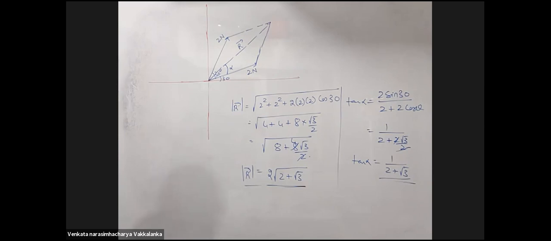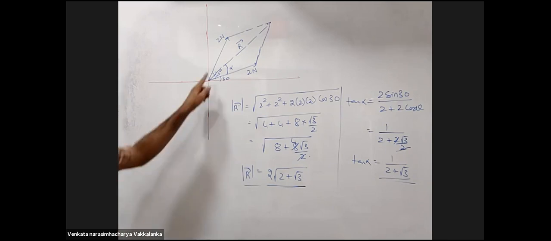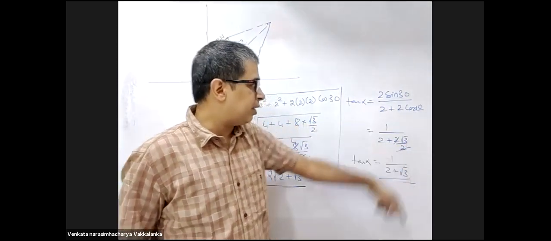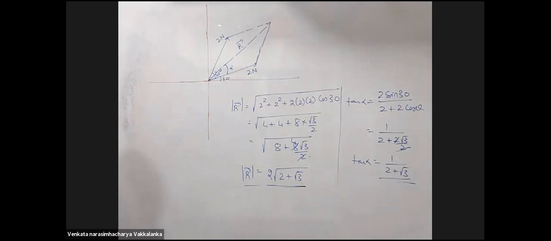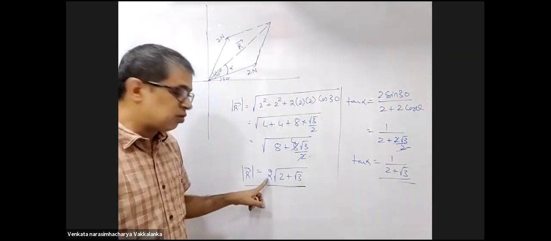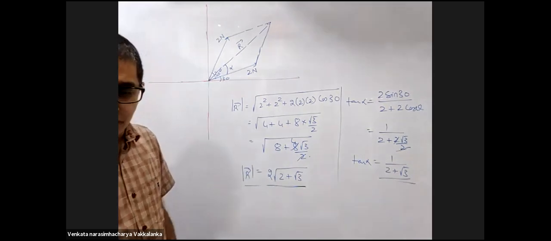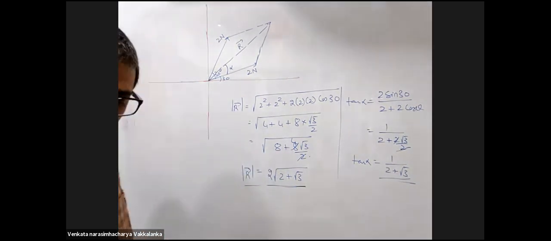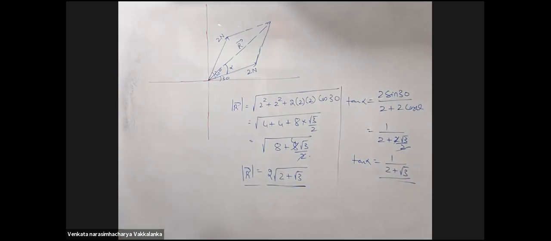Sir, in tan alpha, it's 2 sin theta upon 2 plus 2 cos 30 degree, right? Yeah. Theta is the angle between A and B. So cos 30 is root 3 by 2. From these two, when I bring 4 out of the square root, it becomes 2. Somebody is typing that it should be 4 outside the square root. 4, when I bring it out, it will become 2. Square root of 4 is 2.